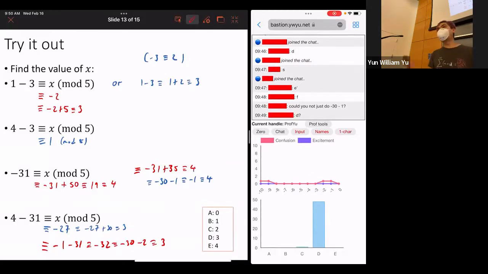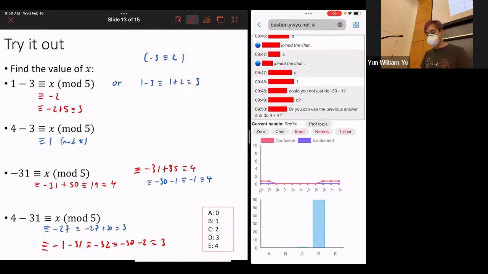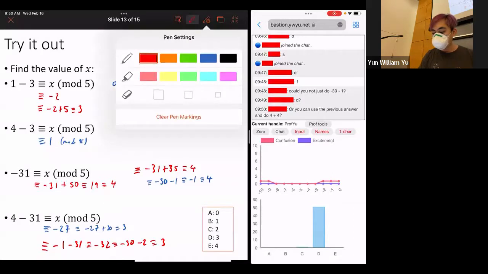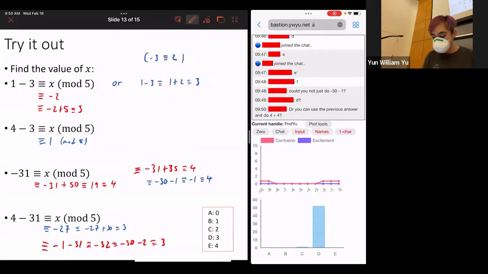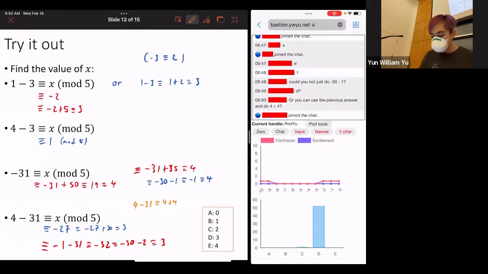Okay, so there are all sorts of different ways you can transform this thing to make life easier for you. And whatever way you do, you should end up getting the same answer. Yes. Or you could do the previous answer and do 4 plus 4. Yes, that's a very good point. So once you figured one answer out, well, the previous answer, you knew that minus 31 is equivalent to 4. So then 4 minus 31 is equivalent to 4 plus 4, which is equivalent to 8, which is equivalent to 3.